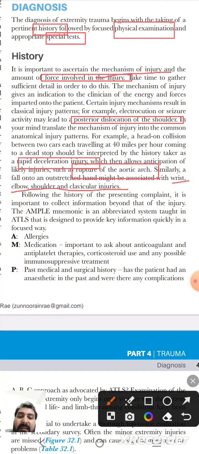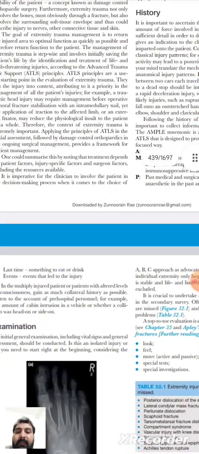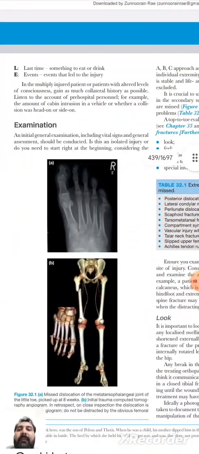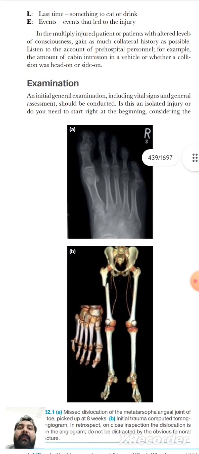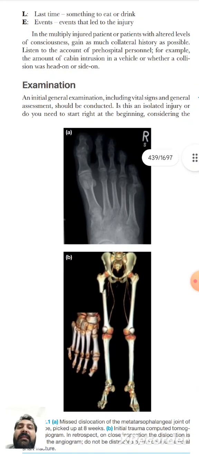P for past medical and surgical history. L for last time when the patient has eaten or drunk, because it is important from the anesthesia point of view.